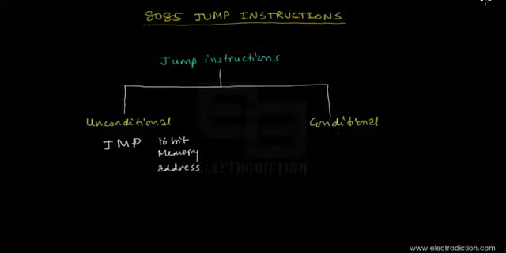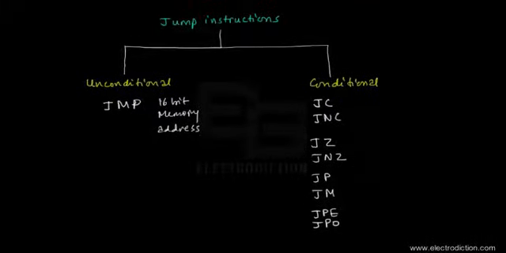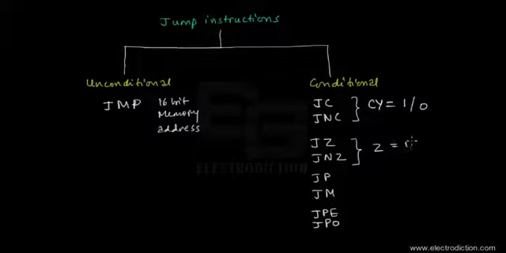And speaking about the conditional jump instructions, they include these following 8 instructions that operate under certain specific conditions of the flag bits concerned. For example, the top 2 instructions, JC and JNC, stand for jump on carry and jump on no carry. So they operate based on whether the carry flag bit is a 1 or a 0. Next, JZ and JNZ, standing for jump on zero and jump on no zero, operate under the condition of the zero flag, whether it's a 1 or a 0.